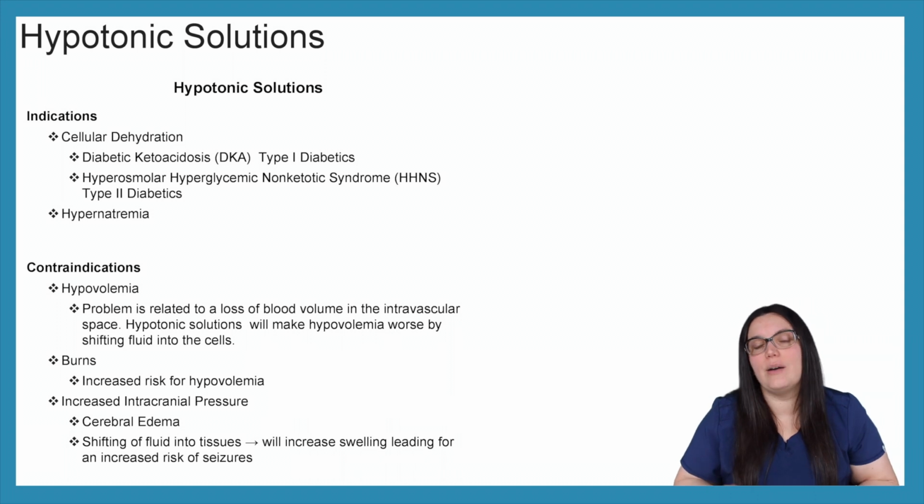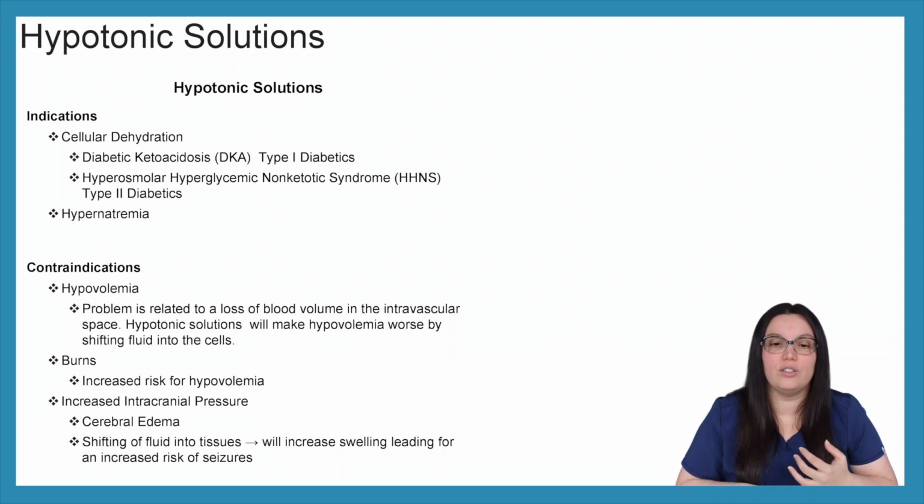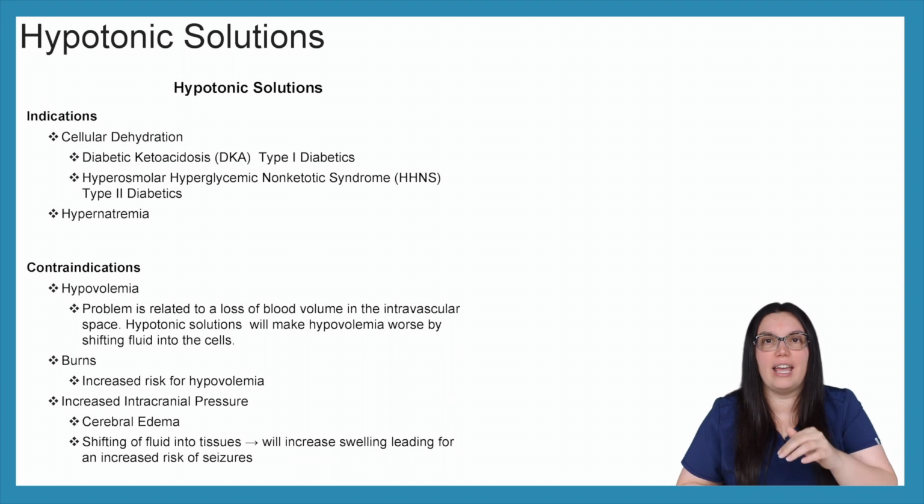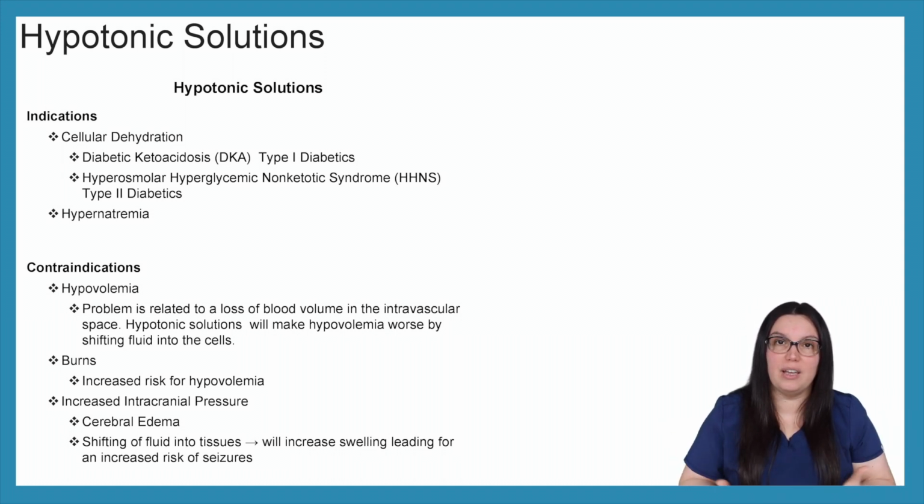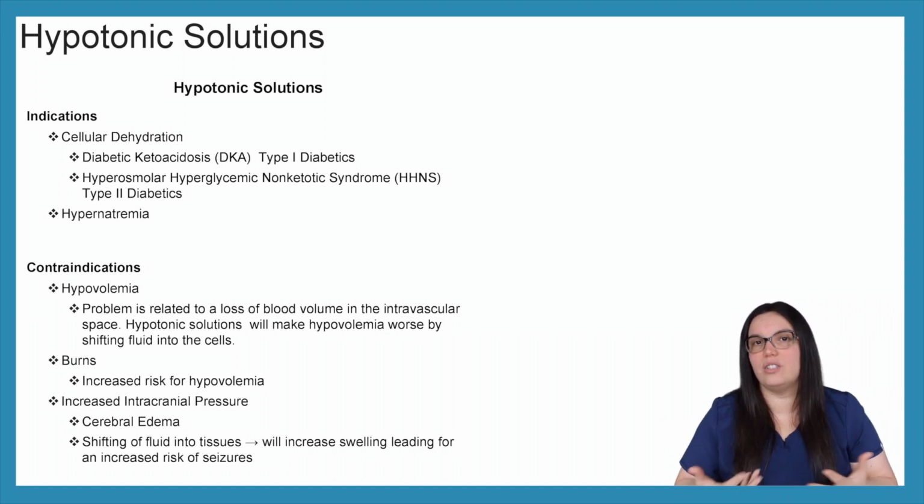You're going to see that when it comes to our diabetic ketoacidosis patients, that's our type 1 diabetics, or our hyperosmolar hyperglycemic nonketotic syndrome, HHNS, type 2 diabetics. We also can give it when it comes to our hypernatremia patients to help dilute some of that solute.